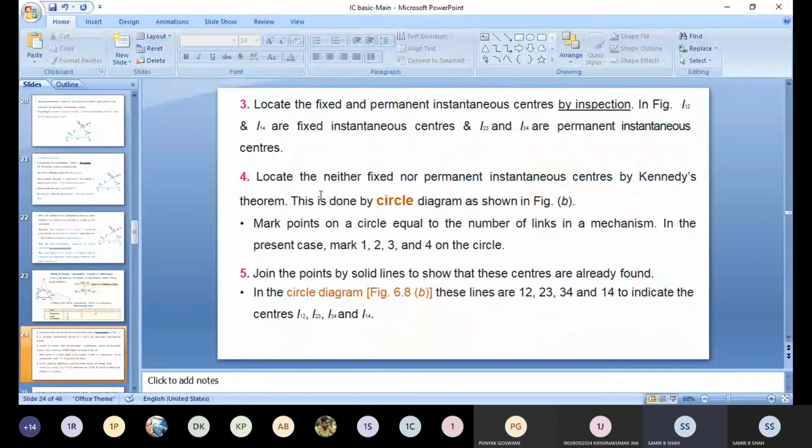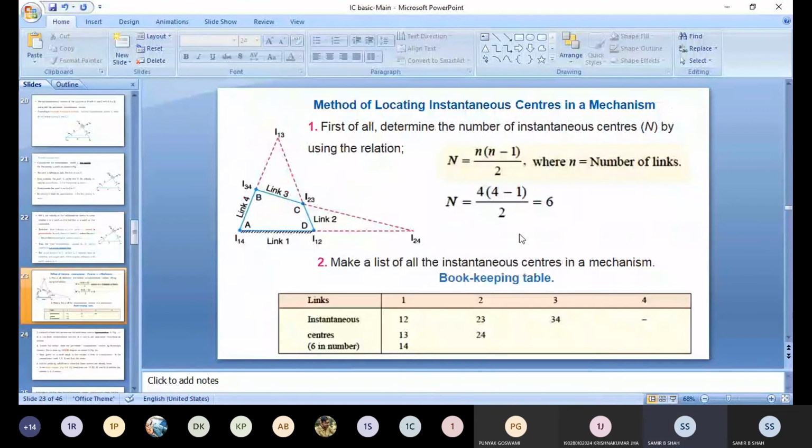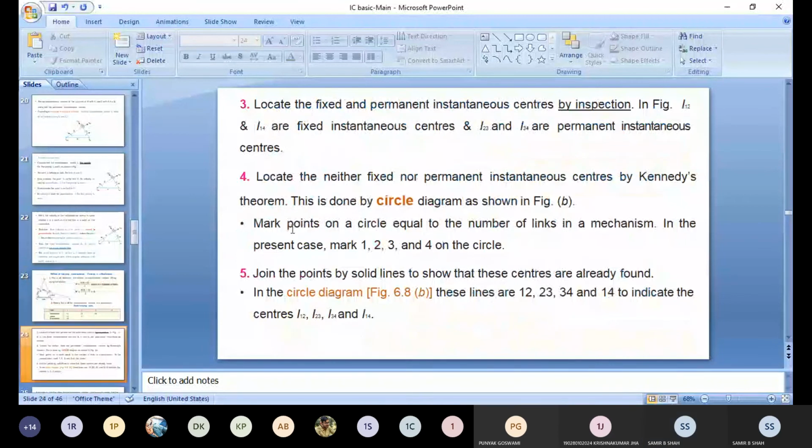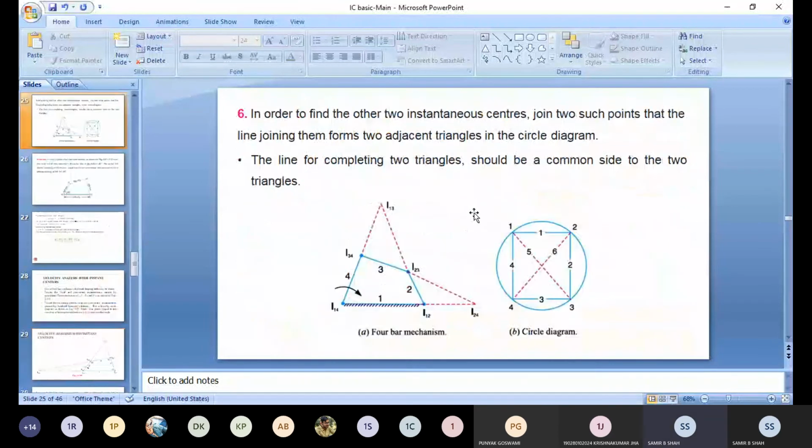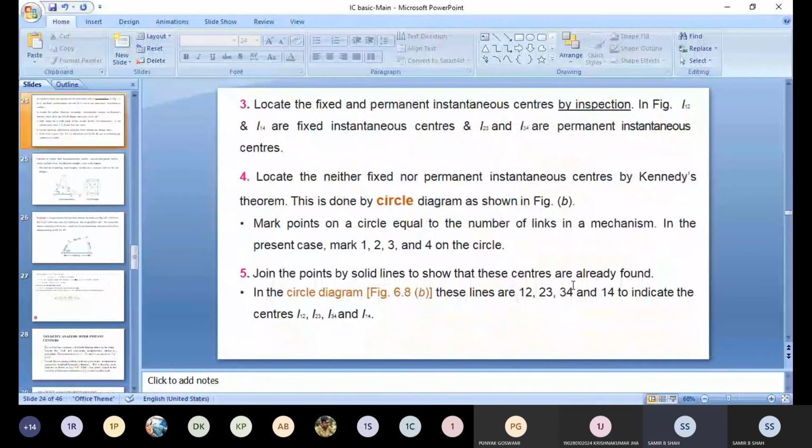Locate the neither fixed nor permanent IC by Kennedy theorem. By Kennedy theorem, it is done by the circle diagram. So you have to add one another circle diagram. How? That I discuss now.